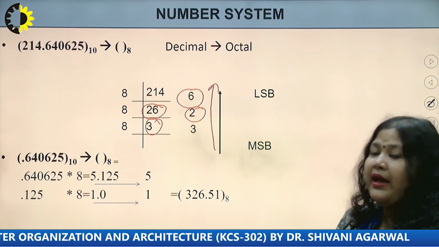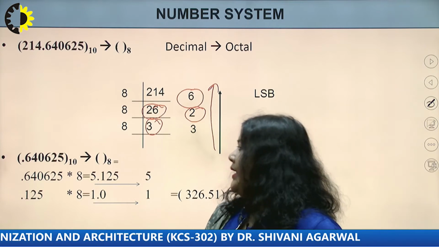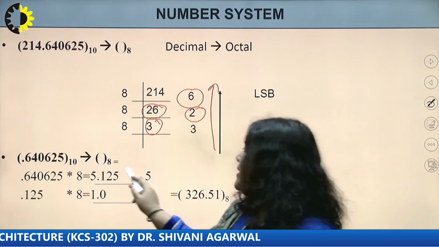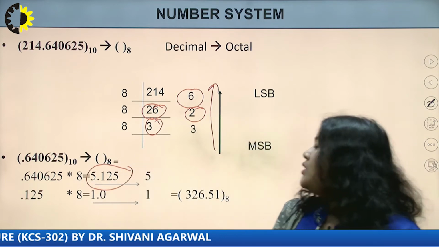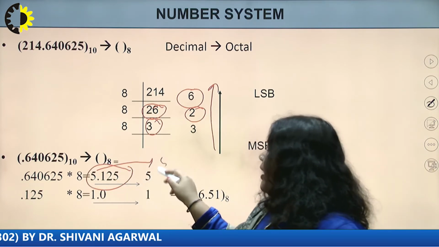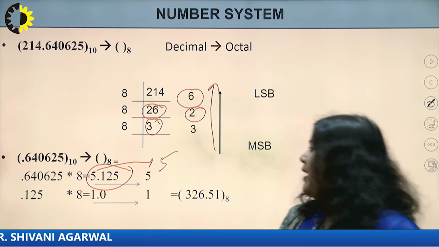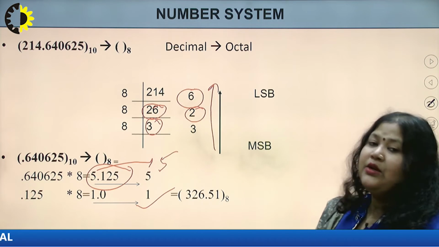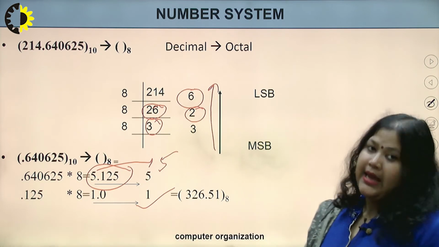For the fractional part we just multiply by 8. So 0.640625 multiply by 8 is 5.125. The result over there is 5, and 0.125 again we multiply by 8. So it is basically 1.0. So the result is 326.51 base 8.